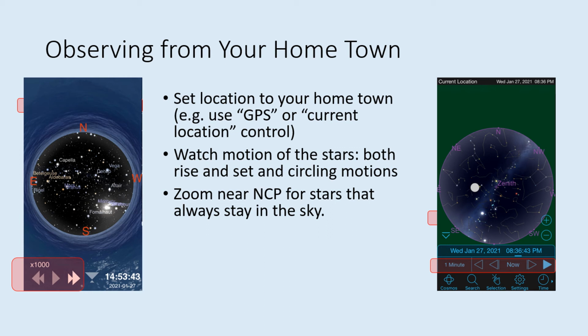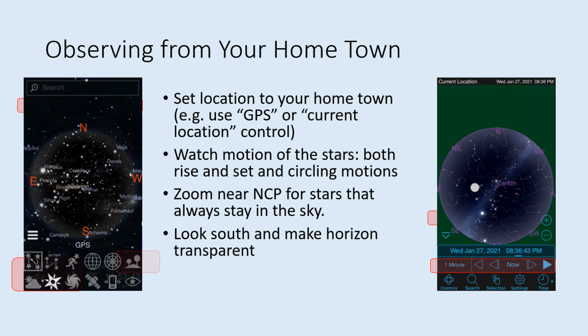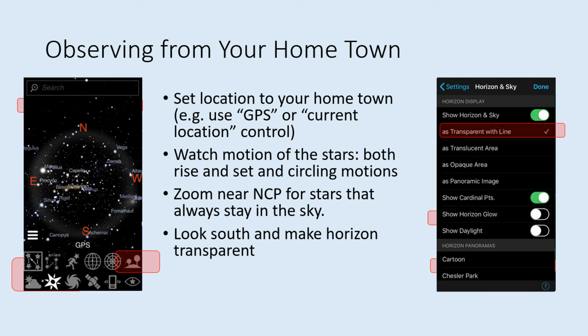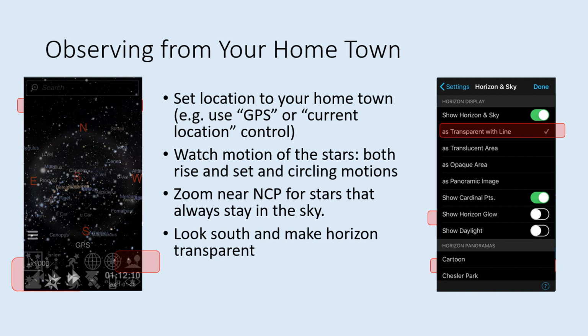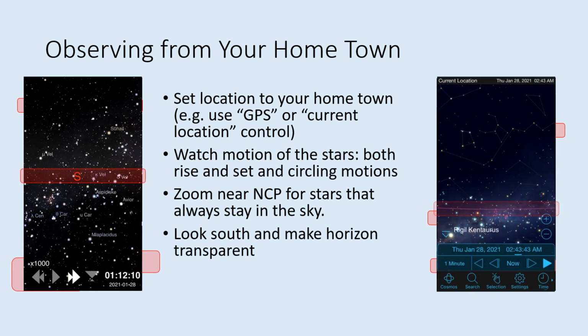Once you've done that, look towards the southern horizon and then make the horizon transparent using the app controls. You can still faintly see the horizon along with the marker for due south. Then see if you can find a star that never gets above the horizon as the stars move.